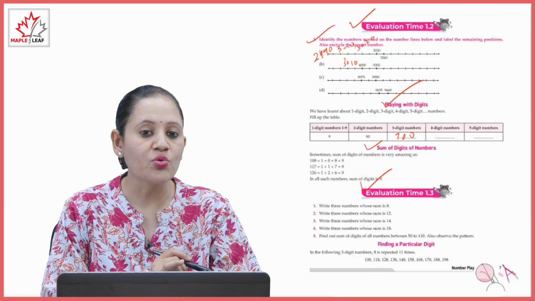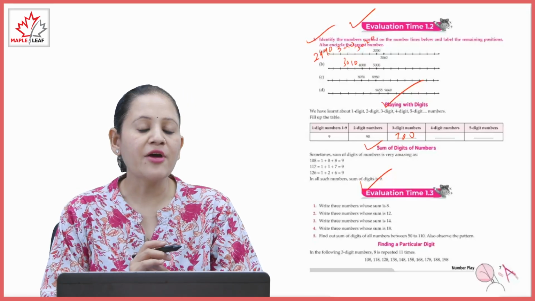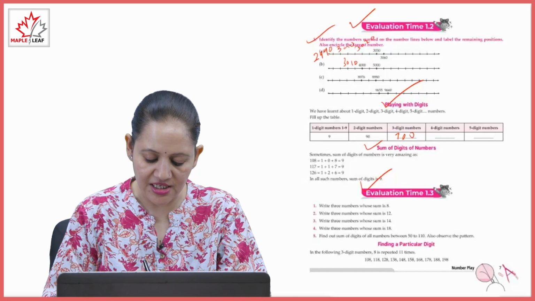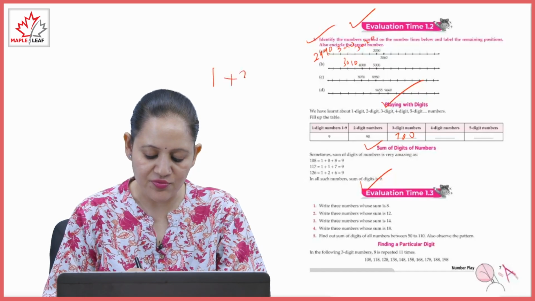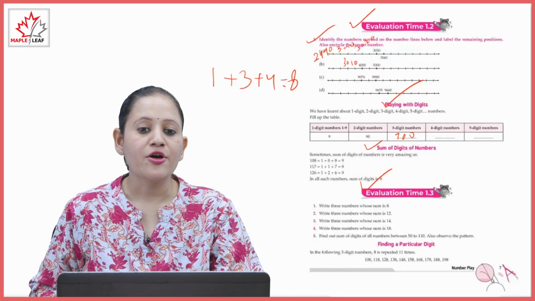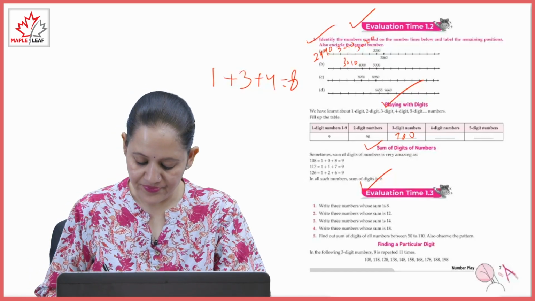Write 3 numbers whose sum is 8. So we have to write 3 numbers whose sum is 8. You can write any 3 numbers, like 1 plus 3, that is 4, plus 4, that is 8. Next, finding a particular digit.